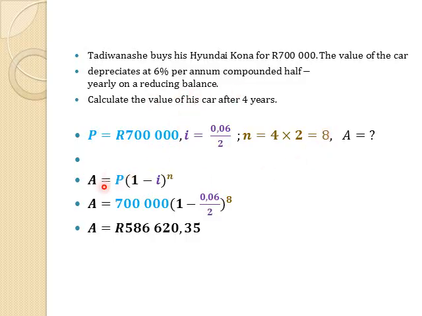Because it's reducing balance, A = P(1 − i)^n. So A equals 700,000 in place of P. Interest 0.06 over 2, and my exponent n becomes 8. If I punch that all in, his car after 4 years is 586,620 Rand, 35 cents. So I say that's a procedure you have to get used to, especially with compound monthly, compound quarterly, and compound half yearly. Those three are what you're going to be tested on over and over.